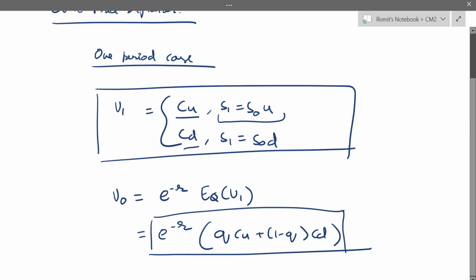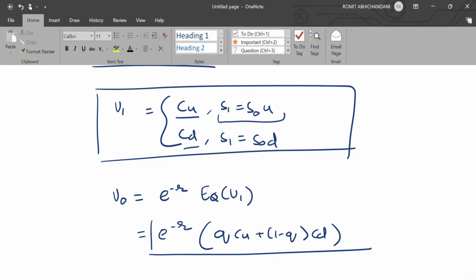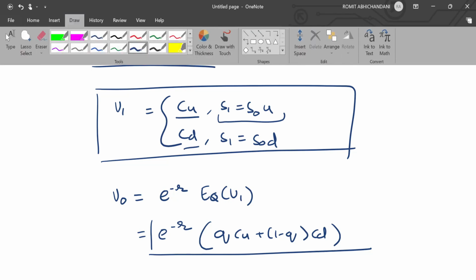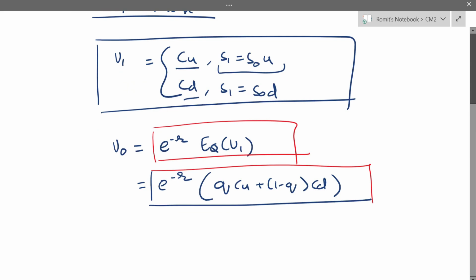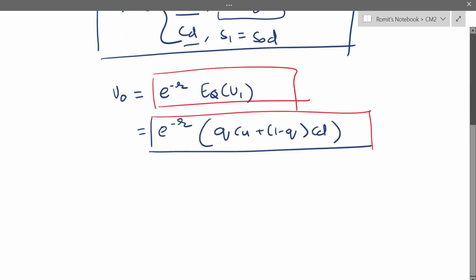So by taking a factor of e to the power of minus r of the expectation of V1 under the risk neutral measure. So this was the risk neutral measure that we used to look at. That is why I have written it as Q. This is the formula that we used to have, which is just taking the expectation under Q. So it would be Q times Cu. That is, the risk neutral probability that the price goes up is Q, and the risk neutral probability that the price goes down is 1 minus Q times Cd, and then it's being discounted. Perfect. So that's the idea.